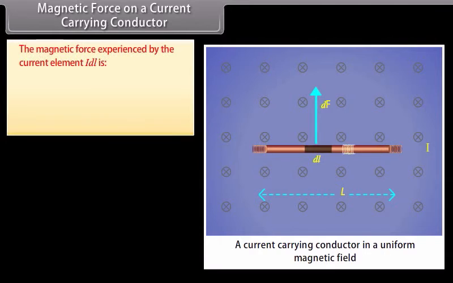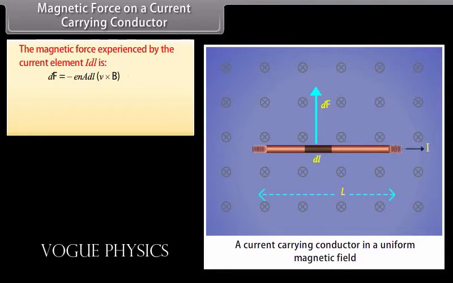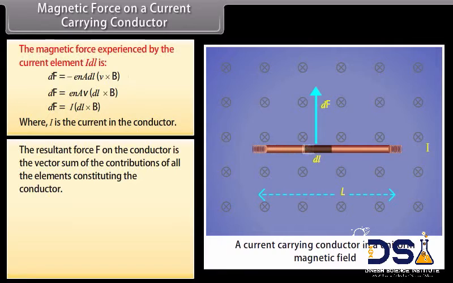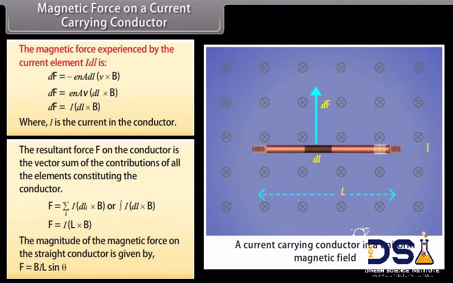The magnetic force experienced by the current element I dl is given by minus e n A dl into cross product of v and B, which is equal to I into cross product of dl and B, where I is the current in the conductor. The resultant force F on the conductor is the vector sum of the contributions of all the elements constituting the conductor. Now we get the result F is equal to I into cross product of L and B. The magnitude of magnetic force on the straight conductor is given by F is equal to BIL sin theta.